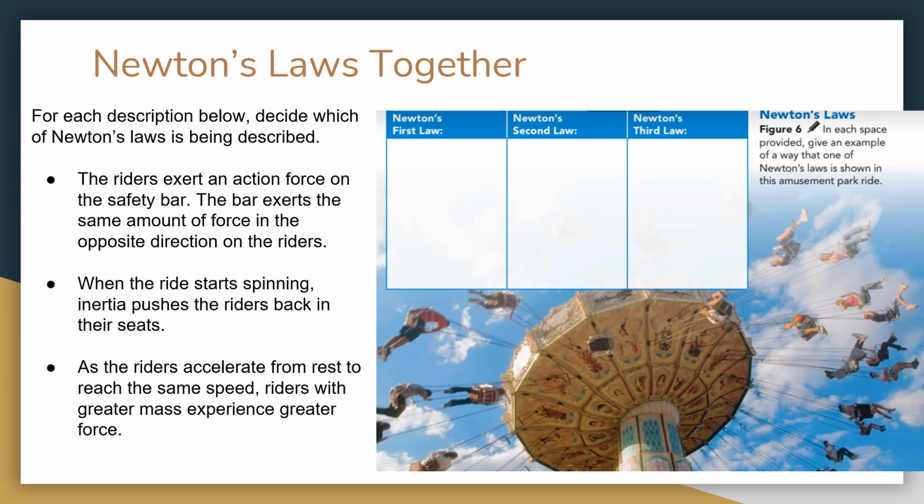All right. Figure 6. So for each description below, decide which of Newton's laws is being described. The riders exerted an action force on the safety bar. The bar exerts the same amount of force in the opposite direction of the riders. So that would be the third law.